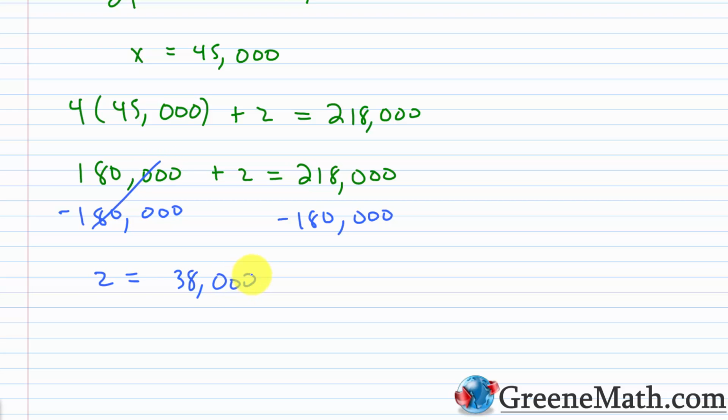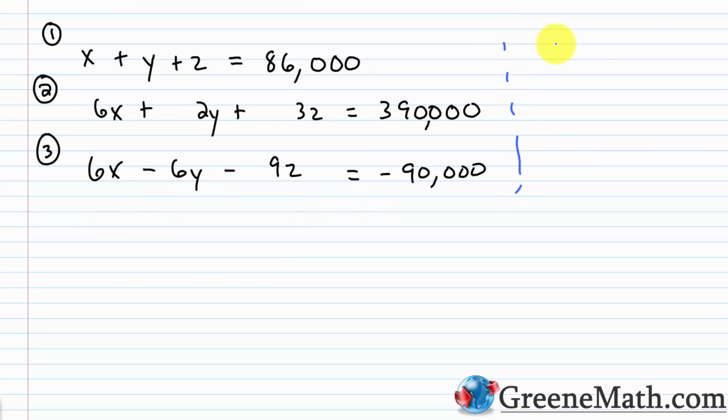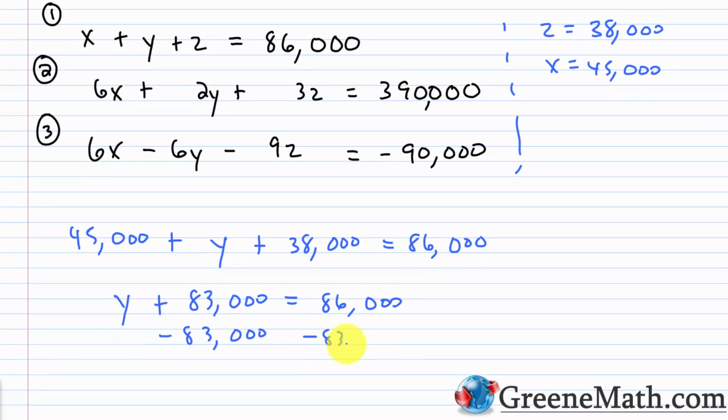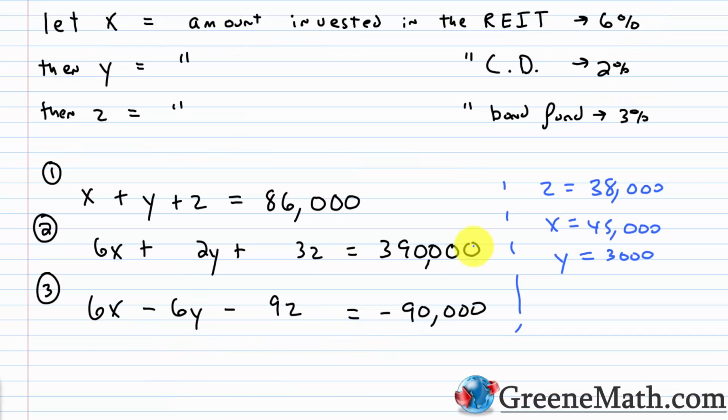All right, so now I know x is 45,000. I know z is 38,000. Let's just plug that into equation 1. So we'd have 45,000 plus y plus, for z, 38,000. This equals 86,000. So if I had 45,000 and 38,000, I'd get 83,000. So you'd have y plus 83,000 equals 86,000. Go ahead and subtract 83,000 away from each side of the equation. Y is going to equal 3,000.